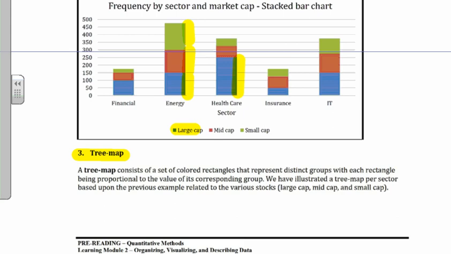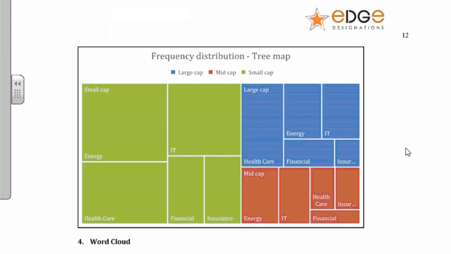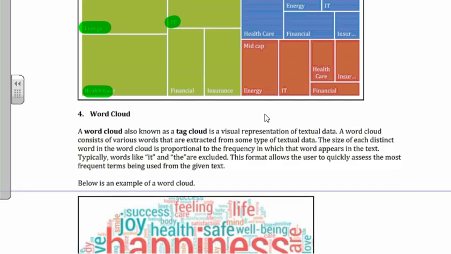Okay, we come across to the next one, a tree map. I'll go over the page over here to show you the tree map. The tree map will show you, for example, all the greens are your small caps. Most of the small caps sit, I suppose, between energy, IT, and healthcare. Looking at the large caps, you can make all your various conclusions like that. That's called a tree map.